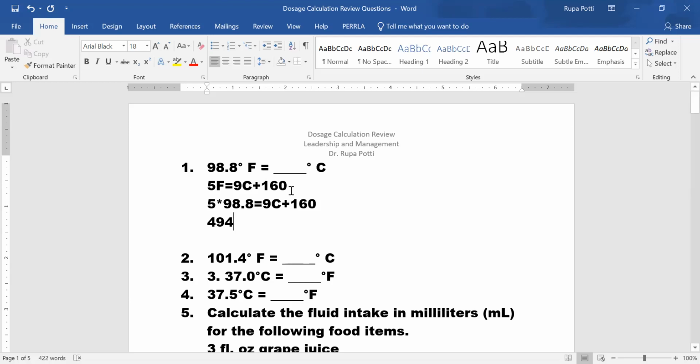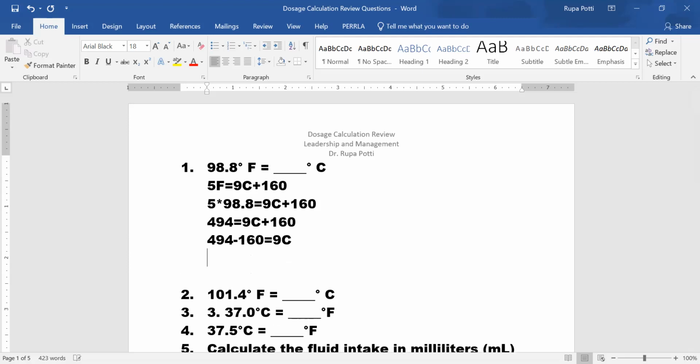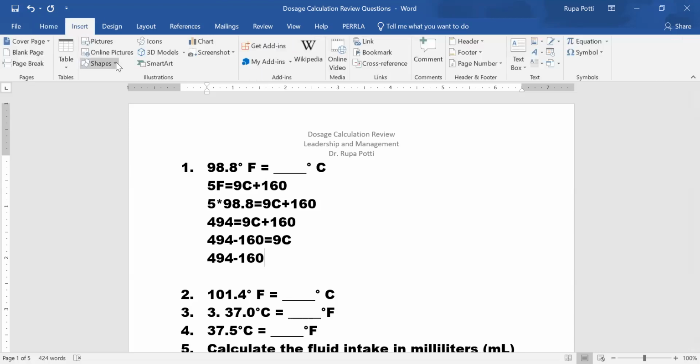I'm also going to take my 160 to the other side. You can do it either way, so let's just do it this way. So 494 is now equal to 9C plus 160. Then you go to the next step, saying 494 minus 160 will be equal to 9C. So you go to the next step, which says 494 minus 160, and then you divide.